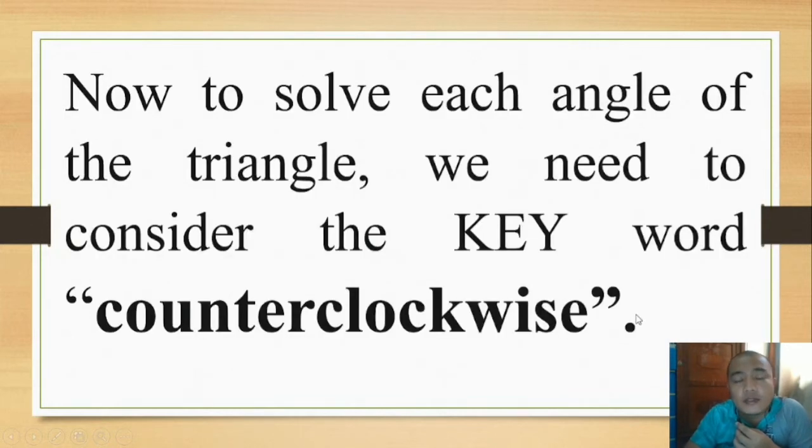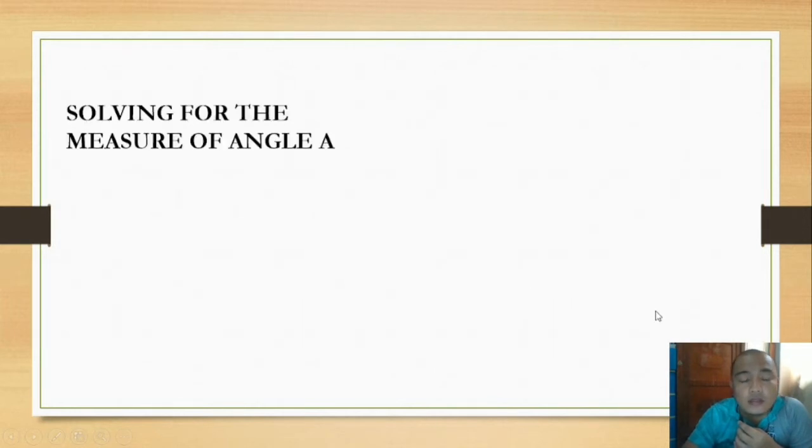So after solving the slope of the three sides of the triangle, now we can solve the measure of each of the three angles of the triangle, angle A, angle B, and angle C. And again, I repeat, we need to consider the keyword counterclockwise. So let's start solving the measure of angle A.